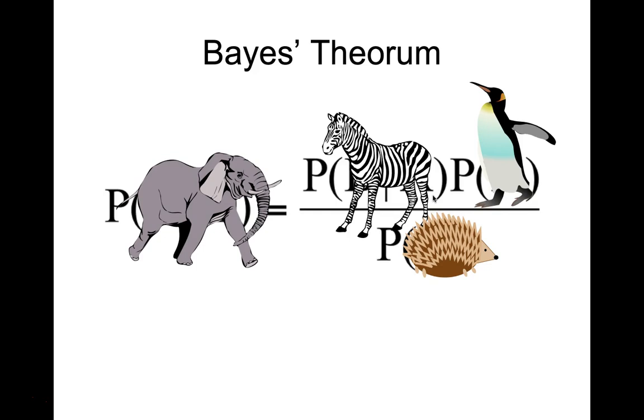And I think the best way to do that is to put in completely different symbols that have nothing to do with the letters A or B or A given B or anything like that. So think of Bayes' theorem as the probability of an elephant is equal to the probability of a zebra times the probability of a penguin divided by the probability of a hedgehog. And I know that seems absurd, but if you follow my steps, you'll find it much easier to apply Bayes' theorem.